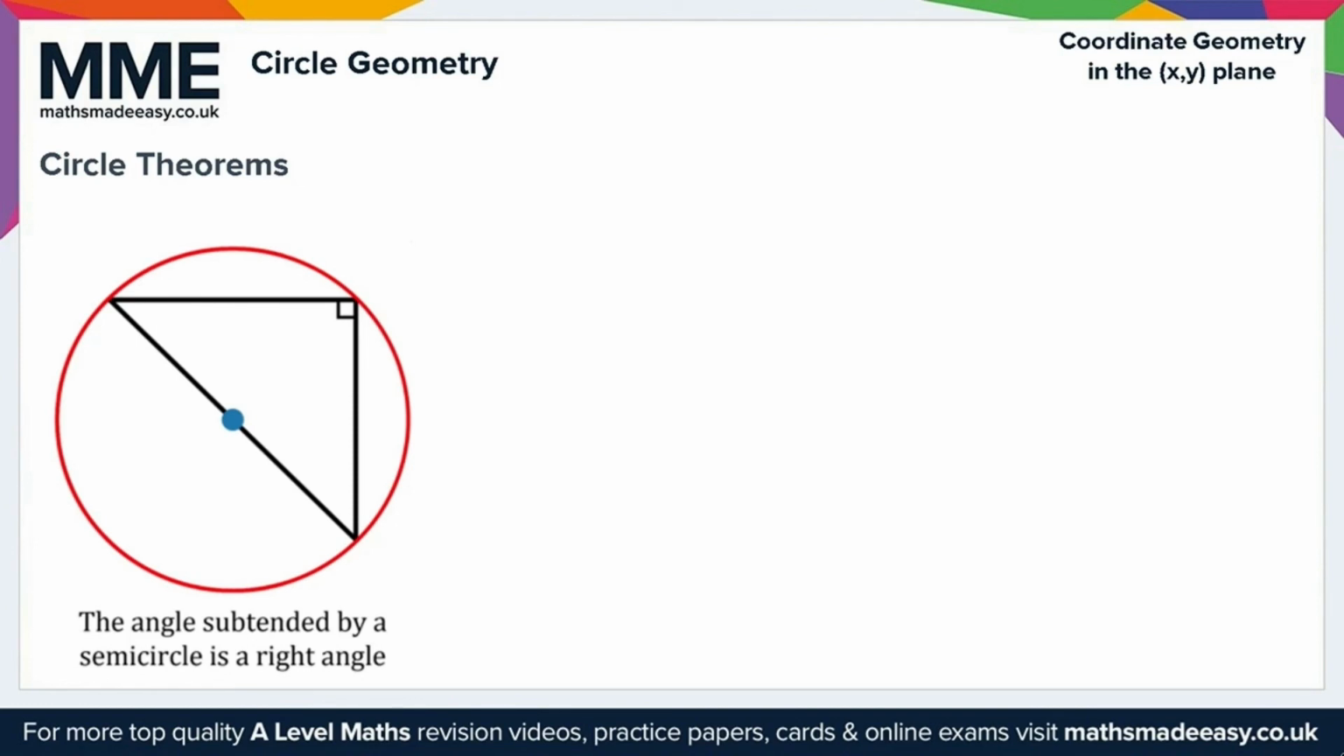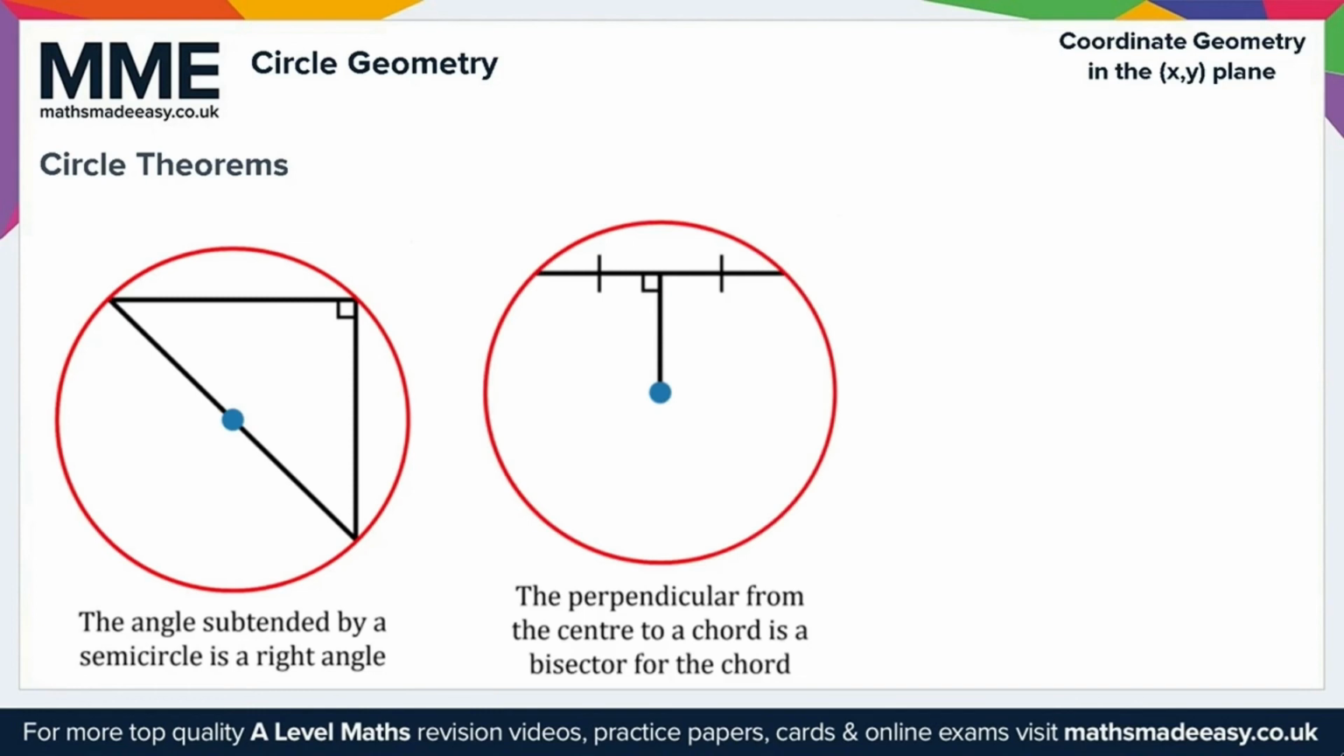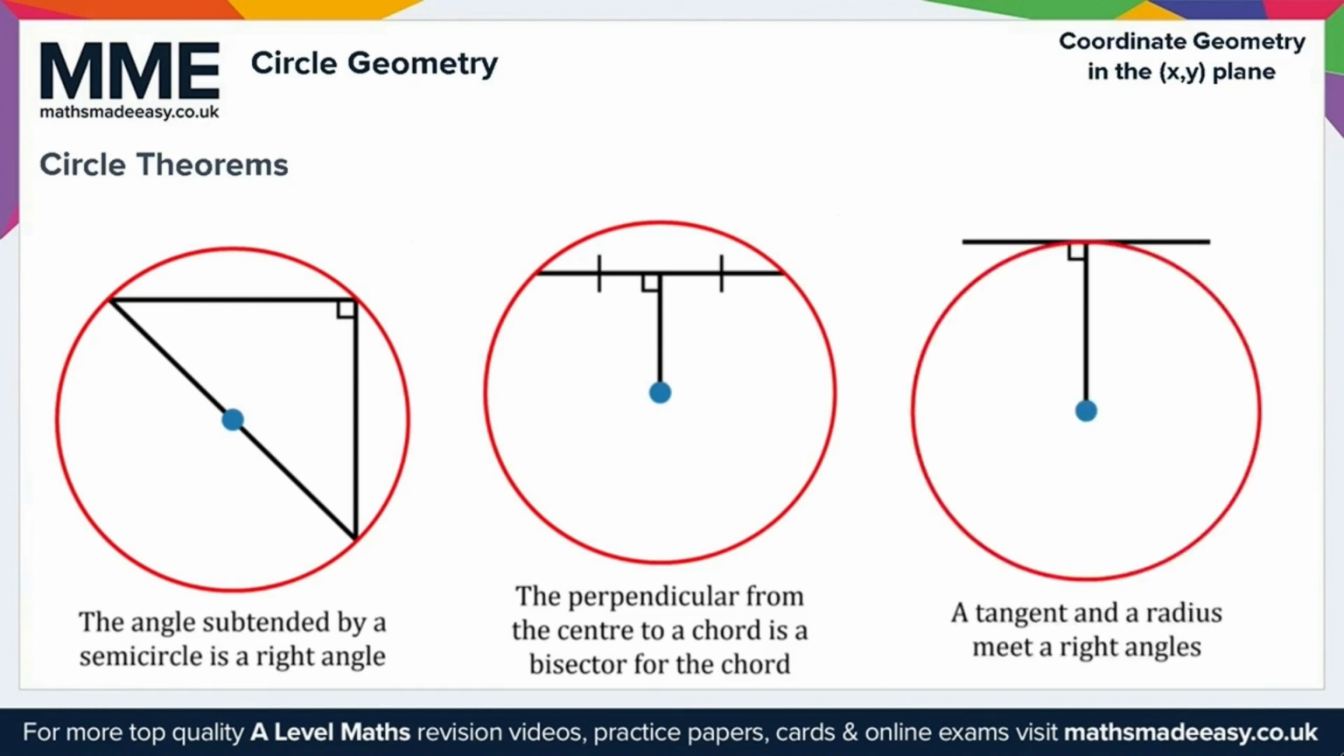So the second circle theorem that we're going to use throughout when problem solving is the idea that the perpendicular from the centre to a chord is a bisector for the chord. And this is extremely important when we're taking a look at circumcircles, which you will also see later on if you're doing EdExcel. And finally, my final circle theorem here is the idea that a tangent and a radius meet at a right angle. Again, this is extremely important, but you should have come across all three of these circle theorems at GCSE Maths. This concludes this Maths Made Easy video on circle geometry.